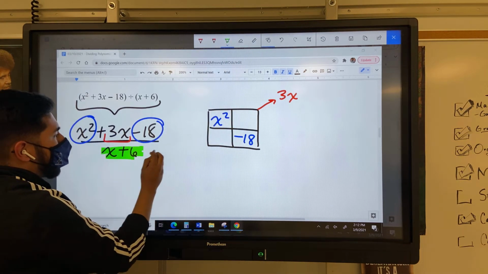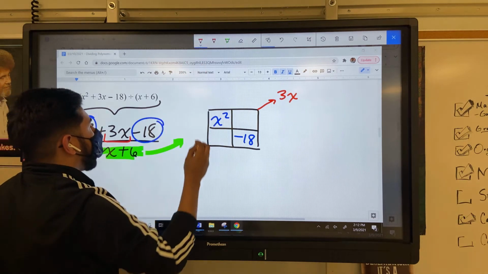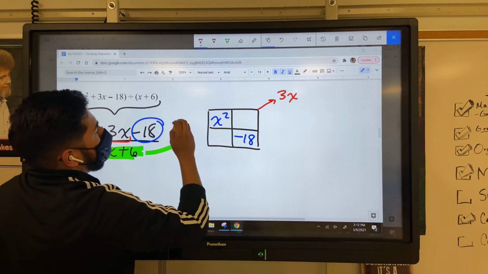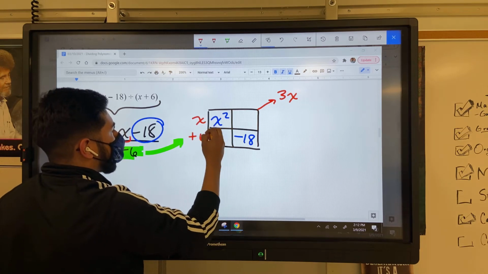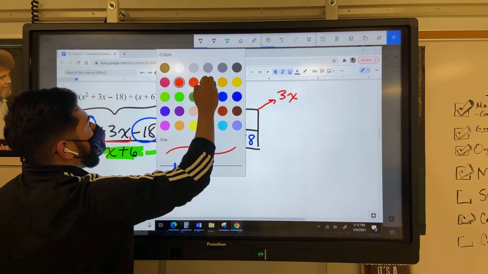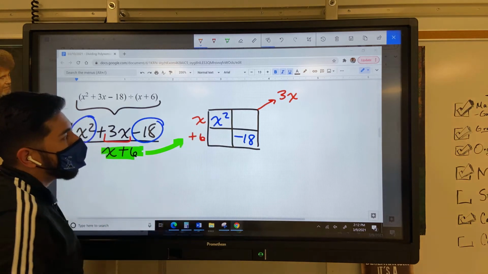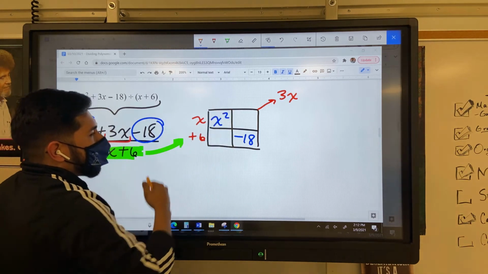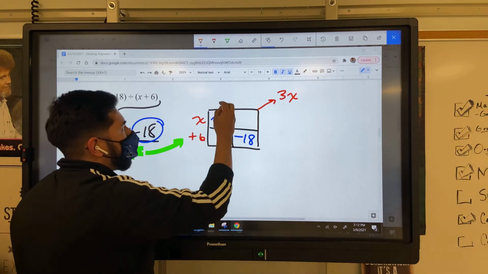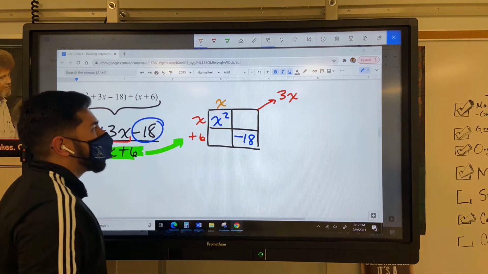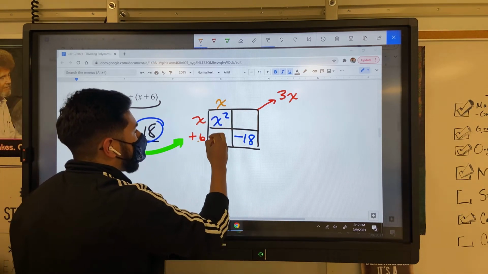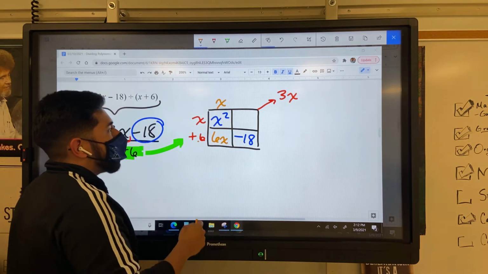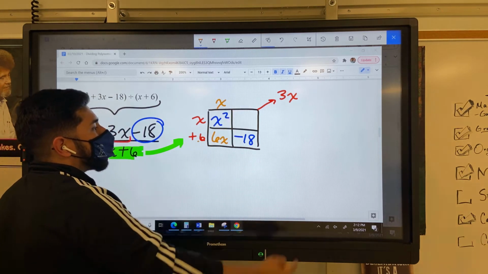x plus 6, put it on the side. x plus 6. And then we start working it out. Something times x gives me x squared. That's pretty straightforward. We did it in the previous example. It's x. Next, we go to x times positive 6. That gives me 6x.